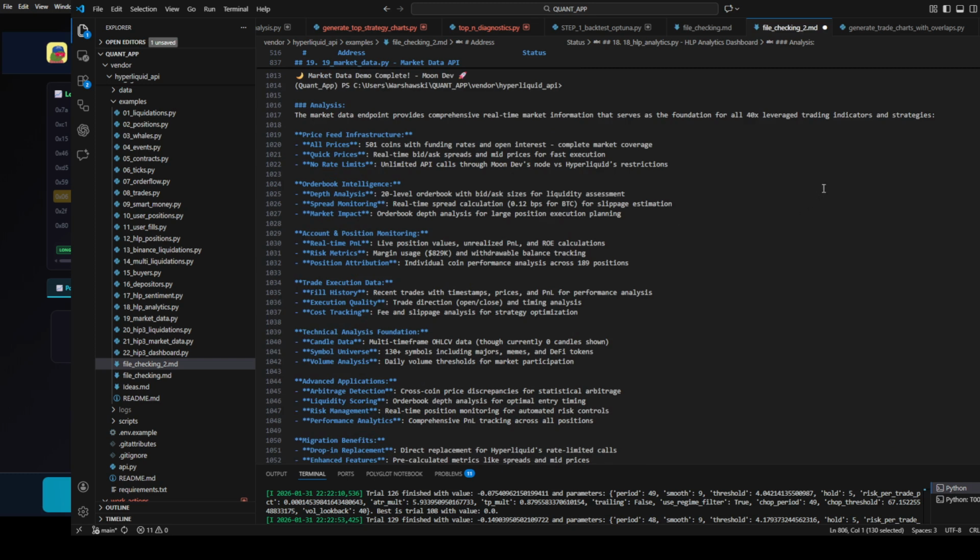The market data endpoint provides comprehensive real-time market data information that serves as the foundation for all 40x leverage trading indicators and strategies. Price feed infrastructure: all prices, 501 coins with funding rates and open interests, quick prices, real-time ask bids, no rate limits, unlimited API calls through Moondev's node versus Hyperliquid's restrictions.